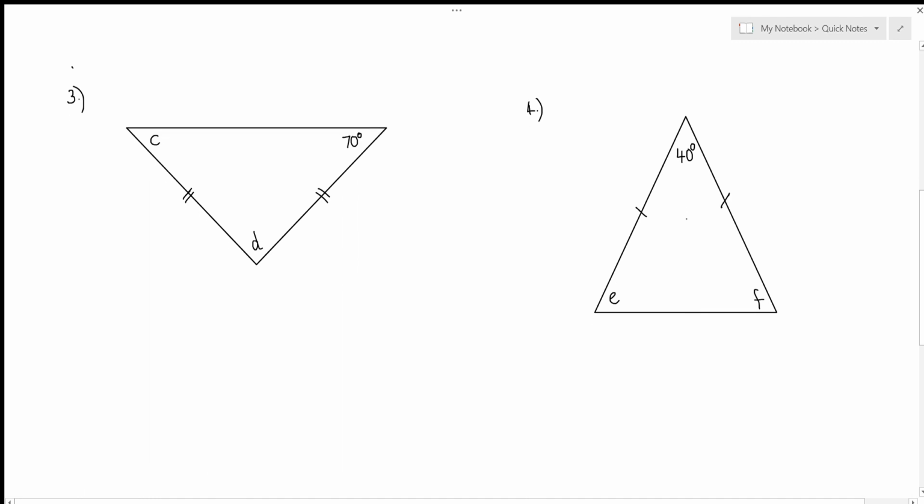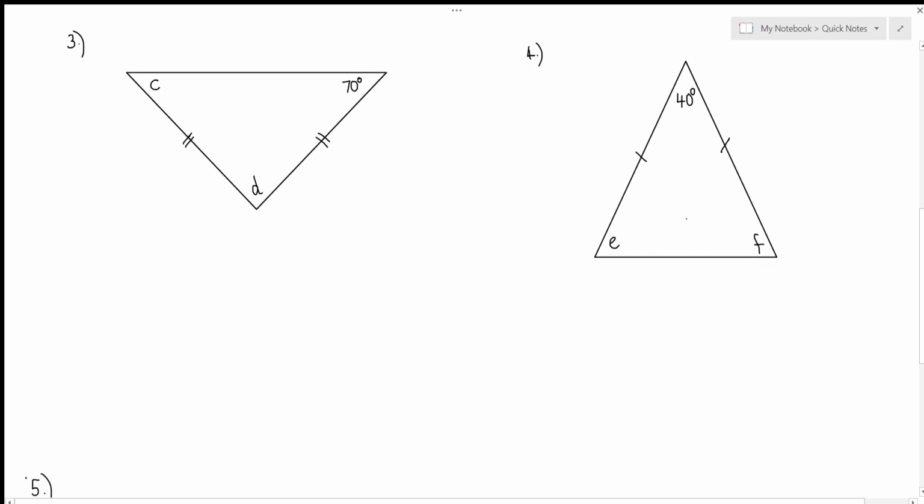So looking at number 3, we have an isosceles triangle. With the isosceles triangle, if I take a highlighter here and say this side is equal to this side, so these two sides are equal, then the angle opposite this side and the angle opposite this side, the angles opposite the equal sides, are equal.